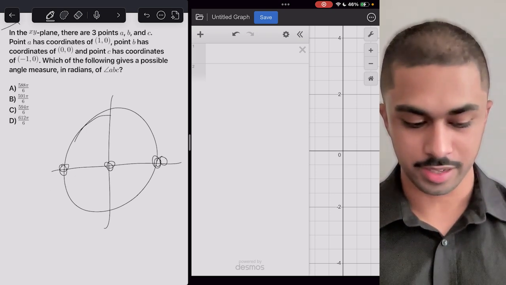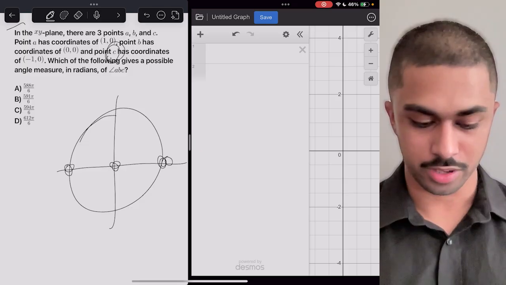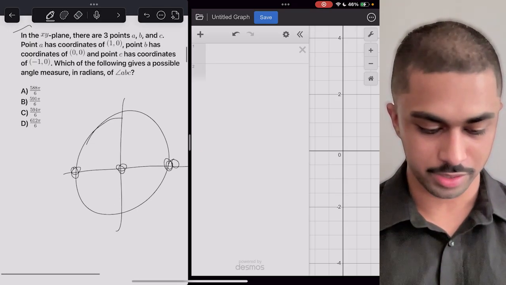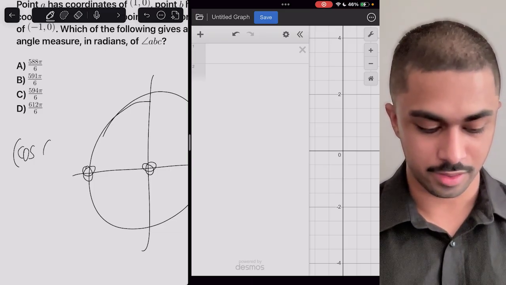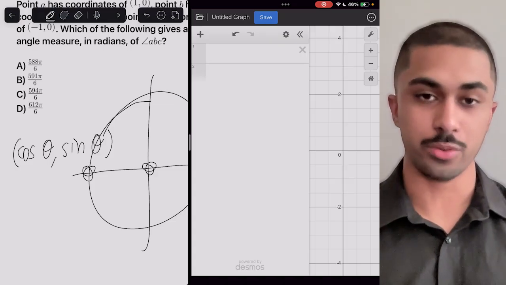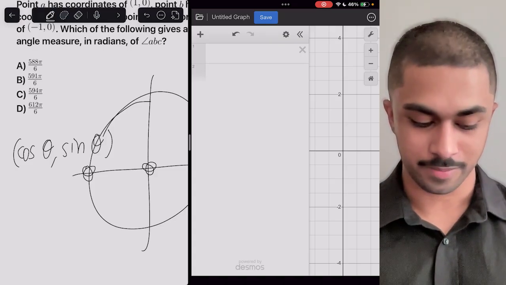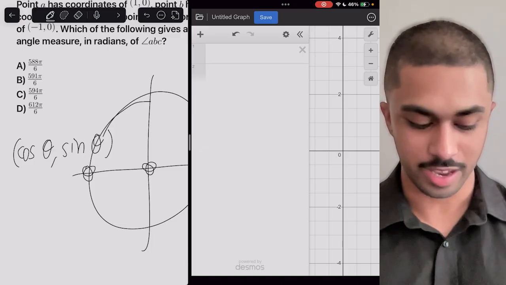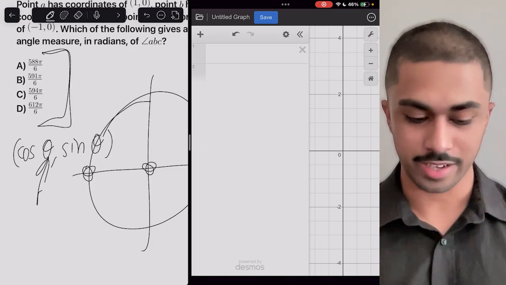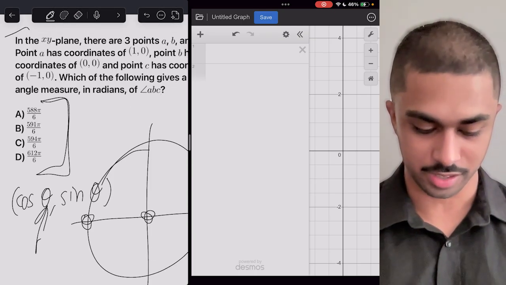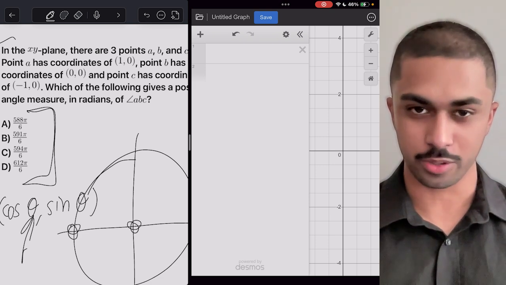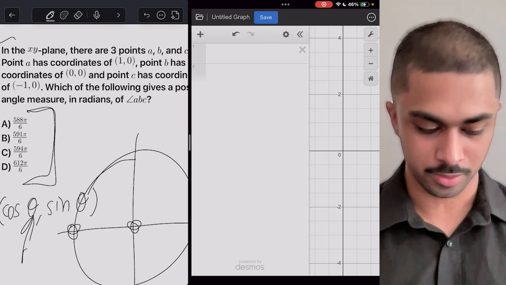The trick to this is that point C on the unit circle, like this third point that forms the angle, is always cosine theta, sine theta. Any point on the unit circle is represented as cosine theta, sine theta, where theta is the angle measure. So anytime you see a unit circle question on the SAT, because they're always like this, the SAT always draws it out. It never says unit circle.